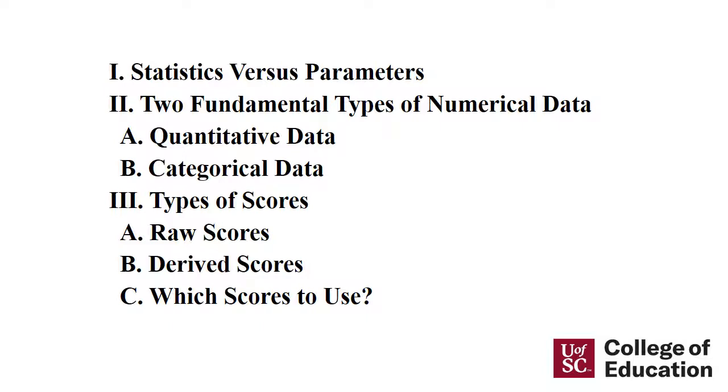2. Two fundamental types of numerical data. A. Quantitative data. Quantitative data are obtained by determining placement on a scale that indicates amount or degree. B. Categorical data. Categorical data are data obtained by determining the frequency of occurrences in each of several categories.